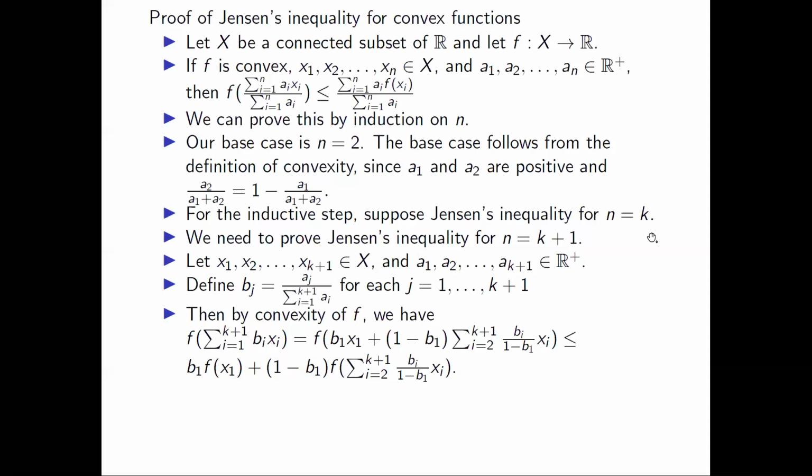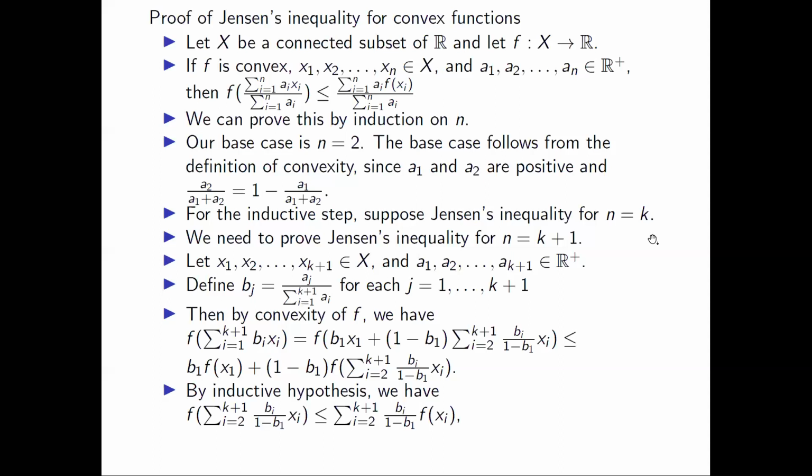And at this point, we can take f of the sum and we can apply our inductive hypothesis. And our inductive hypothesis was for n equals k. And our sum there has k terms, so it's fine. By the inductive hypothesis, we can say that f of the sum is less than or equal to the sum from i equals 2 to k plus 1 of bi over 1 minus b1 times f of xi.